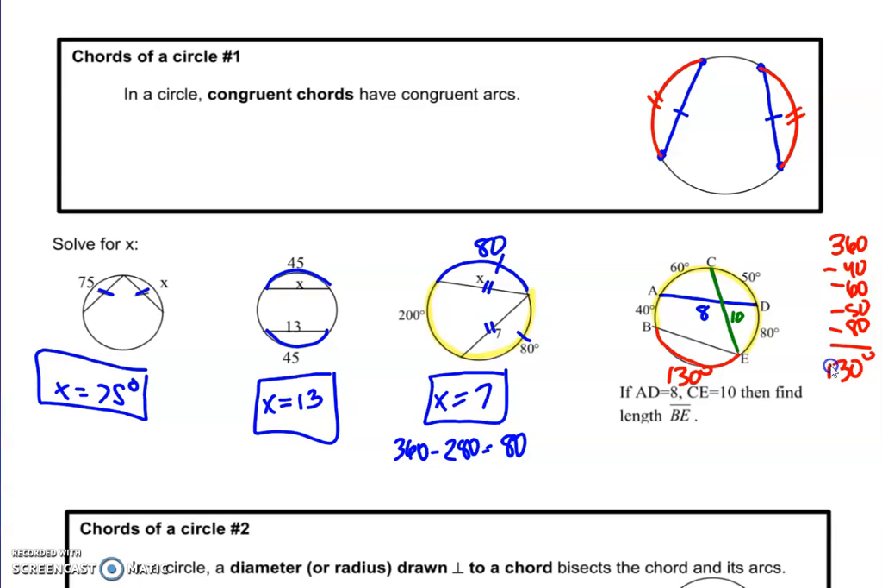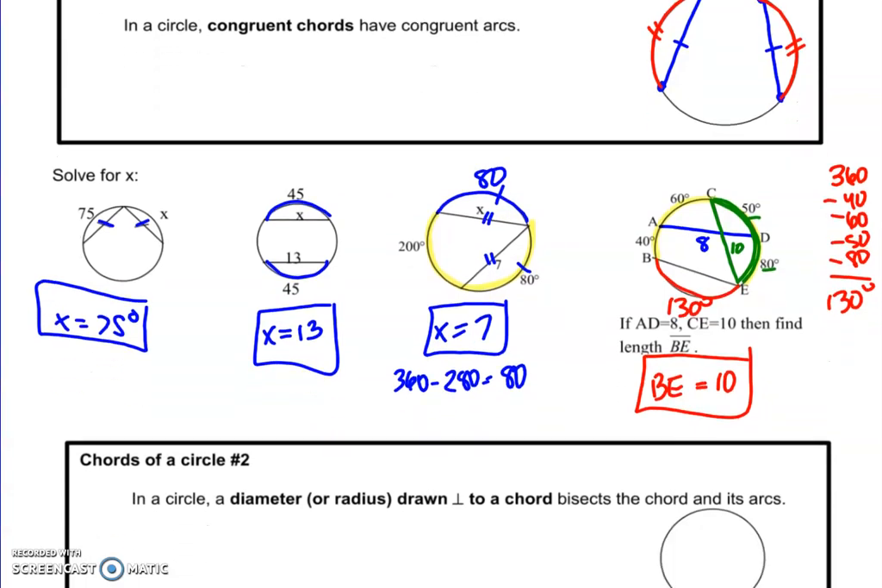I think you can play around with these numbers here. 50 plus 80 is 130. So this green arc here is 130, which means BE has to equal 10. Now that's a little bit more complicated than what we've done. So there's the most challenging application of that theorem up above.